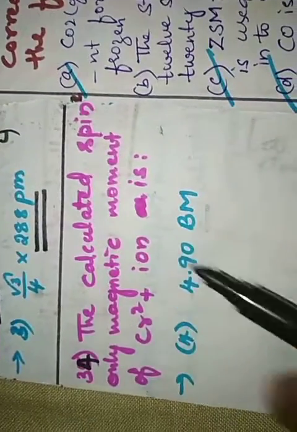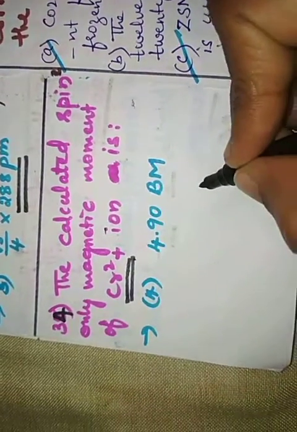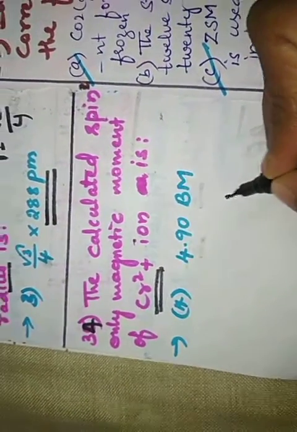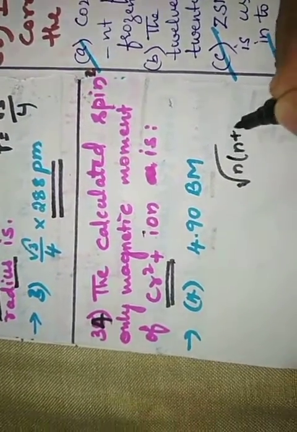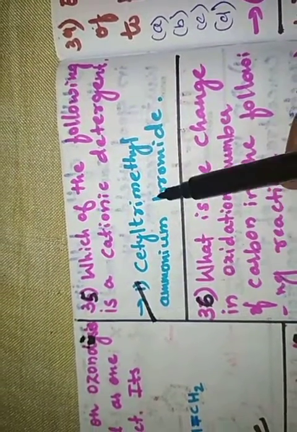The calculated spin-only magnetic moment of Cr2+ is, you should find root of n into n plus 2. This formula you should go through, you will get the answer. Which of the following is a cationic detergent? Then this one, cetyl trimethyl ammonium bromide.